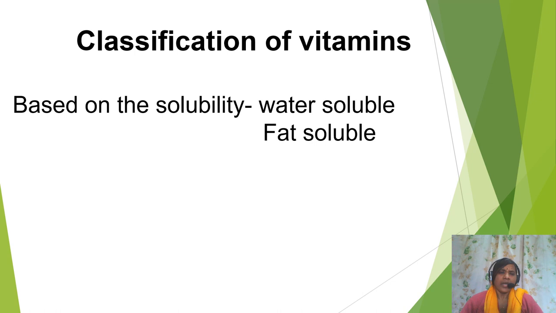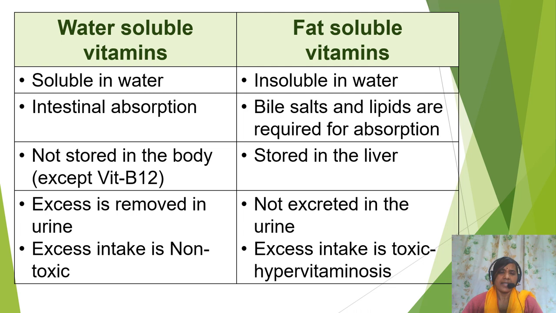Now, if we look at the classification of vitamins, vitamins are classified based on their solubility. The two major groups are water-soluble vitamins and fat-soluble vitamins. These are some of the differences between them. Water-soluble vitamins, as the name indicates, are soluble in water, whereas fat-soluble vitamins are insoluble in water. Coming to absorption, water-soluble vitamins have simple intestinal absorption, whereas fat-soluble vitamins require bile salts and lipids for absorption.